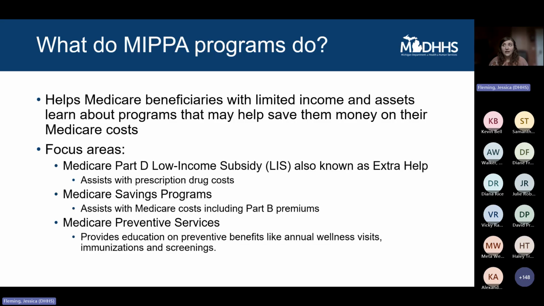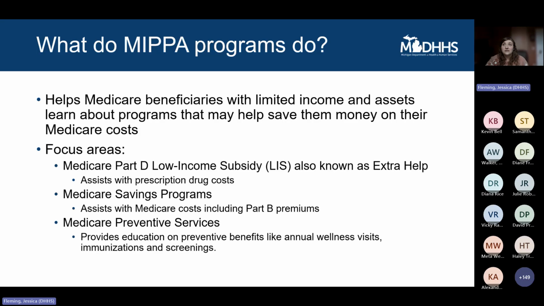So things like the Extra Help program or the low income subsidy program to help them with their prescription drug costs, the Medicare savings programs or the MSP programs that are designed to help with their Medicare Part B premiums, as well as those Medicare preventive services, things like annual wellness visits, immunizations, screenings, to help them stay healthy, help them reduce those costs, and hopefully stay out of the hospital, and in return, reduce some of their costs, as well as educating them about those free benefits that they have available to them as well.